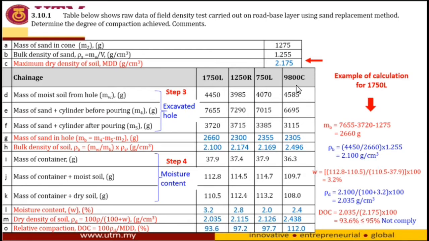And then, using the same calculation, calculate for the other chainages. So, what are the results? Okay, from the slide, as you can see, for 1250R, the DOC is 97%, which complies with the standard. And then 750L also complies with the standard because it's more than 95%. And finally, 9800C also complies with the standards. So basically, the contractor needs to apply more compaction effort for chainage 1750L in order to improve the compaction level to 95%, as recommended by the Public Works Department specification.